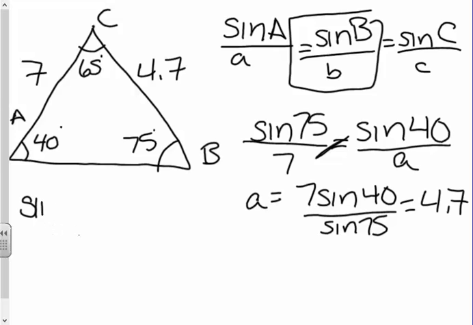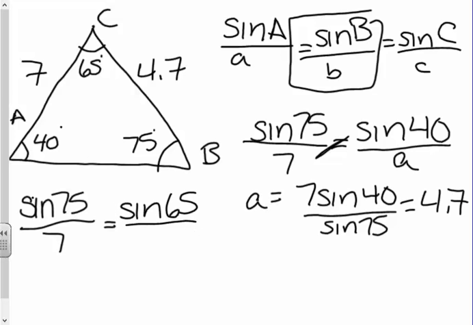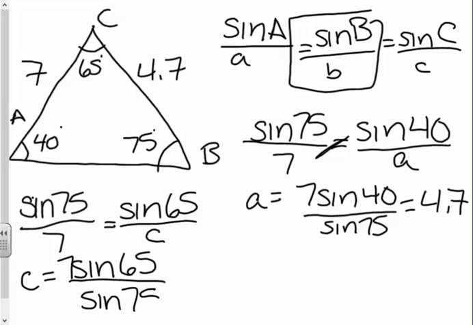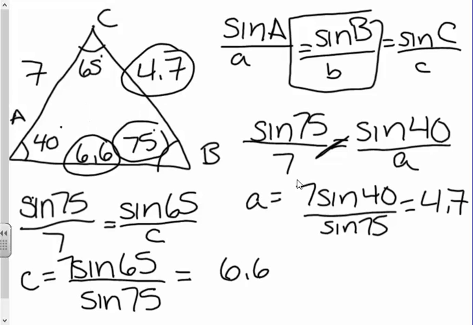So I know that sine 75 over 7 is going to be equal to sine of big C over little c. So sine 65 over little c. Cross multiply, divide. So little c is 7 sine 65 divided by sine of 75, which is about 6.6. So here are the three values that we found.